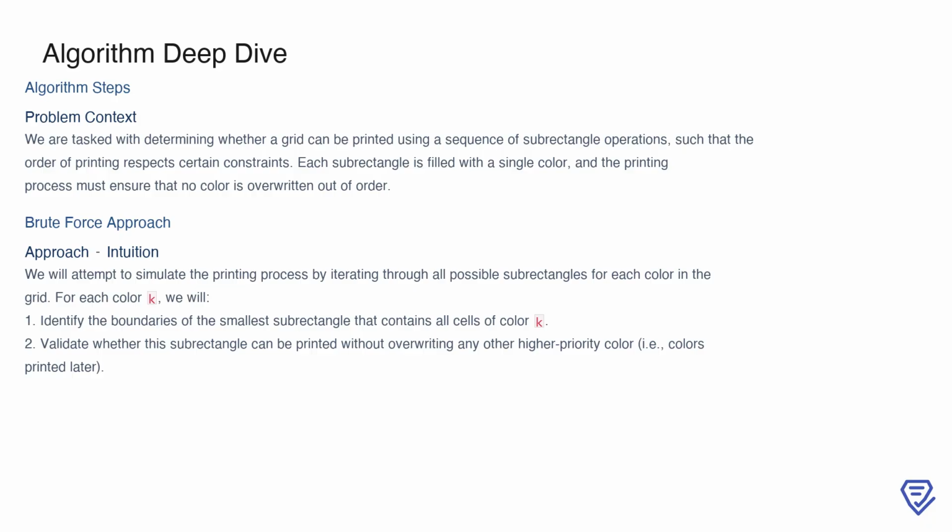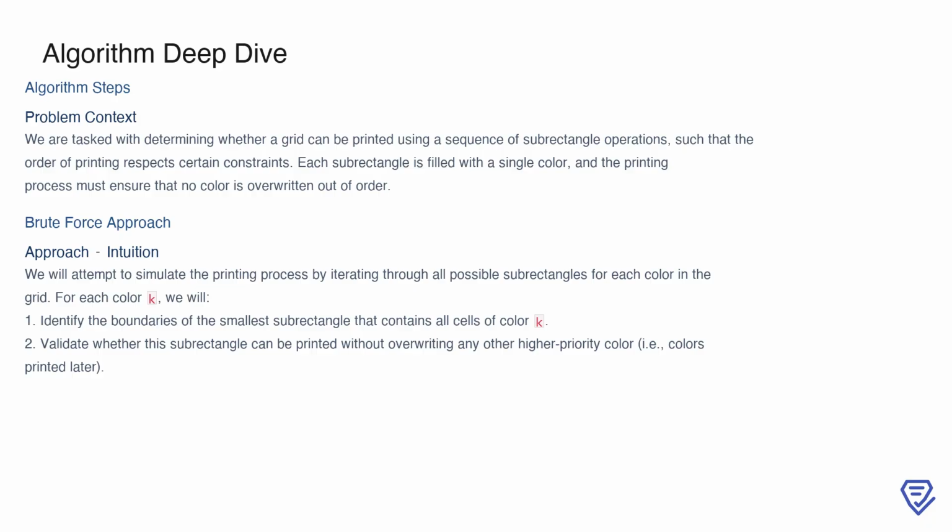In this problem, we need to determine whether it's possible to print a given grid using a sequence of subrectangle operations. Each subrectangle is filled with a single color, and the order in which these subrectangles are printed must adhere to specific constraints. The key challenge lies in ensuring that no higher priority color is overwritten by a lower priority one during the printing process.